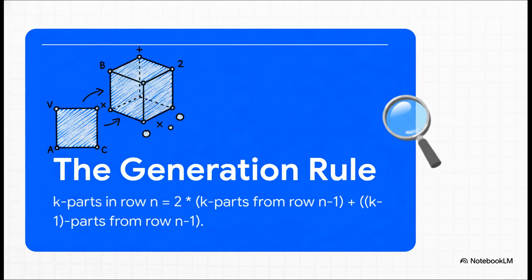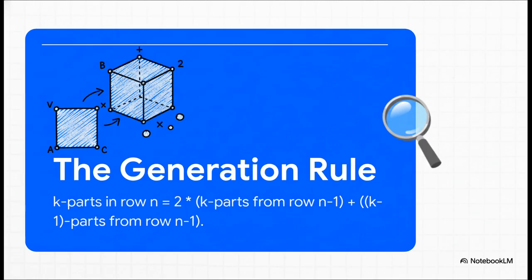Then they found something even deeper, a rule that could generate any number in the table just by looking at the row above it. Now, I know the rule on the screen looks a little intimidating, but stick with me, the idea is brilliant. Let's say we want to find the number of edges in a cube. The rule says to look at the row above it, the squares row. You take 2 times the number of edges on the square, so 2 times 4 is 8.